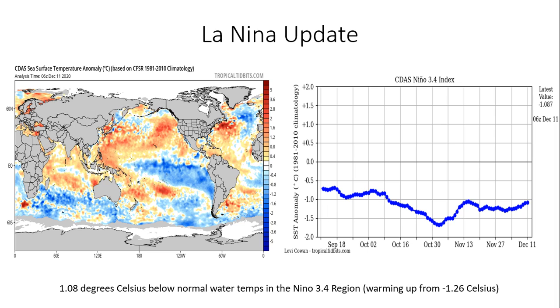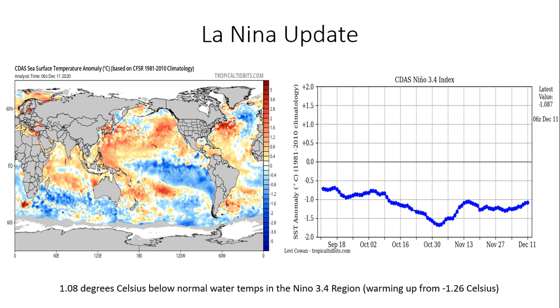So right now the temperature departure in the Nino 3.4 region is sitting at 1.08 degrees Celsius below normal. And that is up from last Friday's video, up from about 1.26 degrees Celsius below normal. So what I'm getting at here, and this is a very critical thing to consider, is our water temperature departures in the Eastern Pacific, in that Nino 3.4 region, are actually rising or getting warmer.